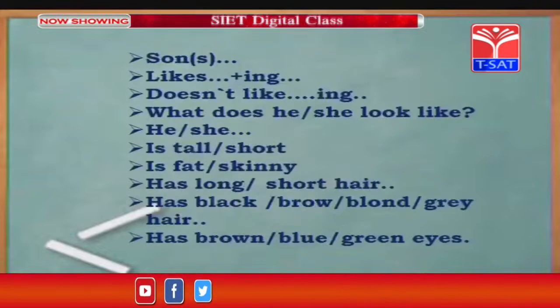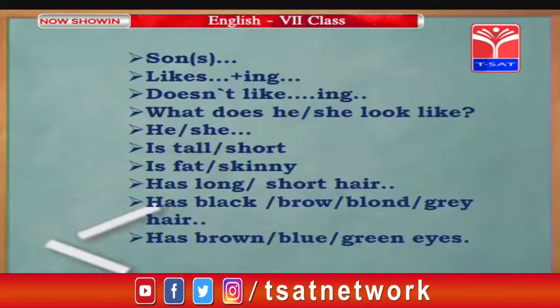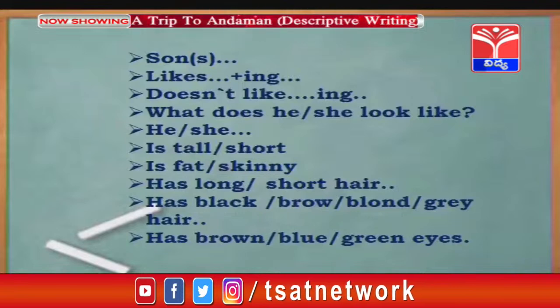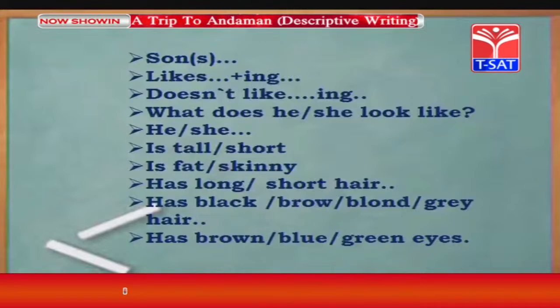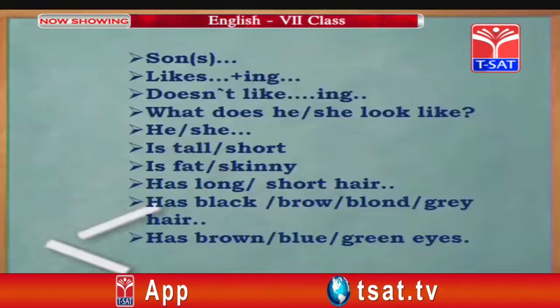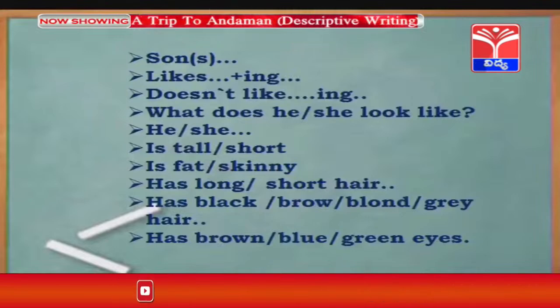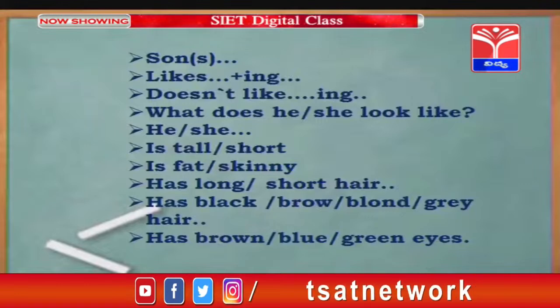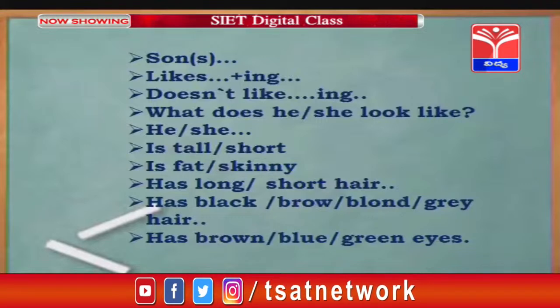And likes. So, when you write about likes, he likes swimming, he does not like chatting. So, for likes and dislikes, you should not say his dislikes are, his likes are. So, we have to frame sentences in a grammatical manner.